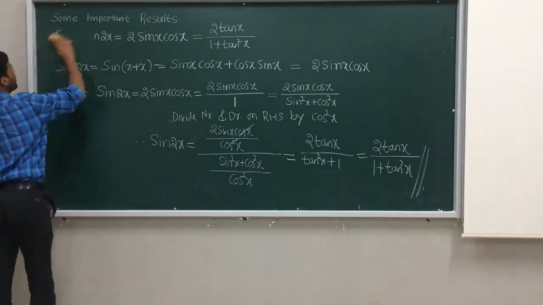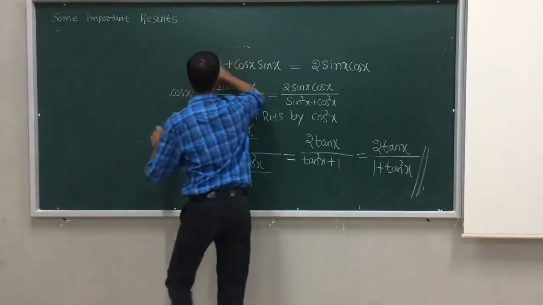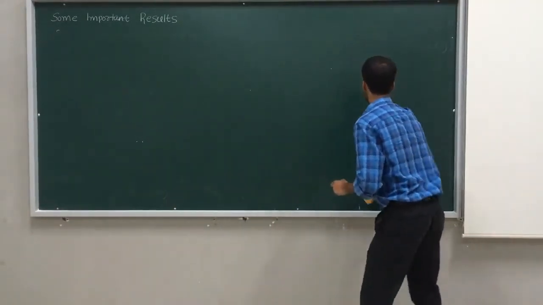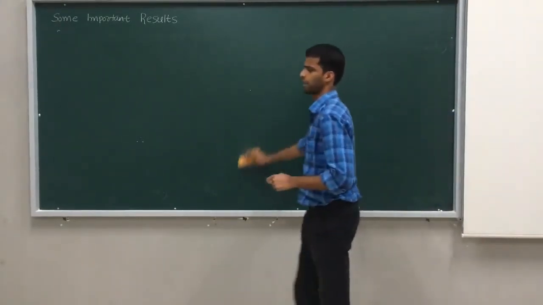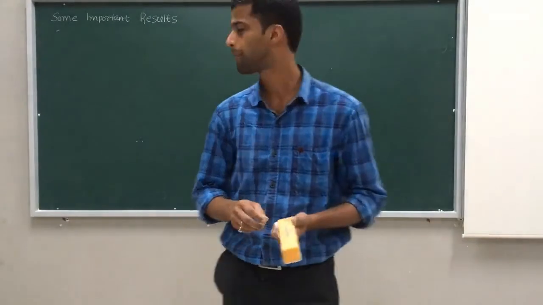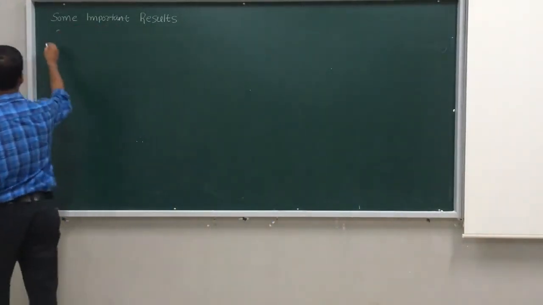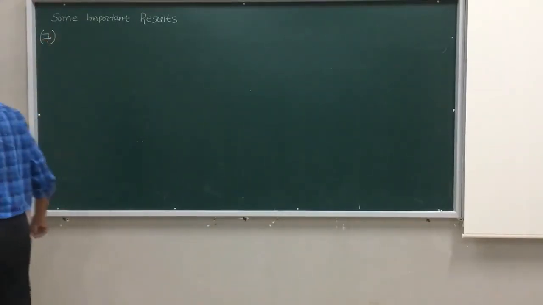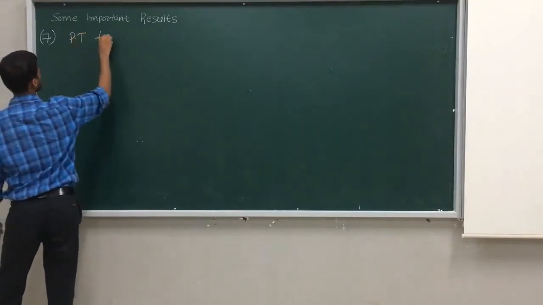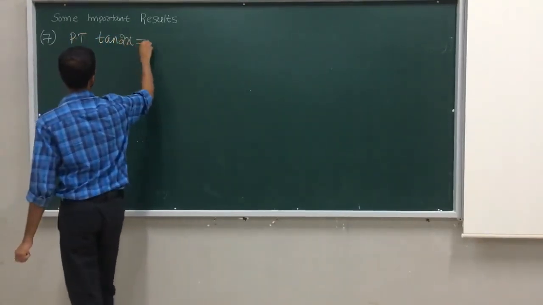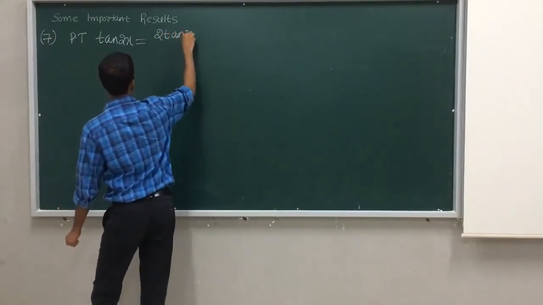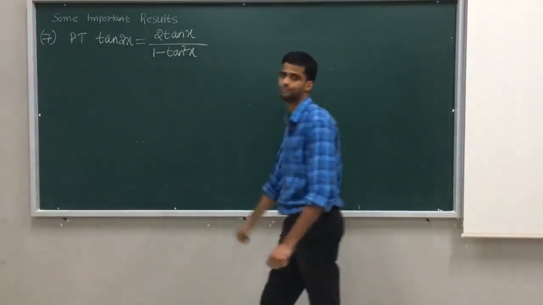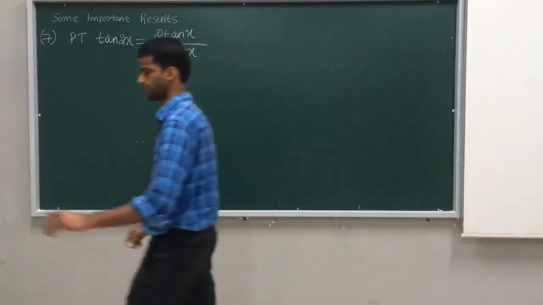Now, one more thing I have forgotten. Sin 2x got over, cos 2x got over. So why not tan 2x? Because if you know tan, you can easily proceed with cot. So let me take problem number 7. Prove that tan 2x is equal to 2 tan x upon 1 minus tan square x. This we have to consider.